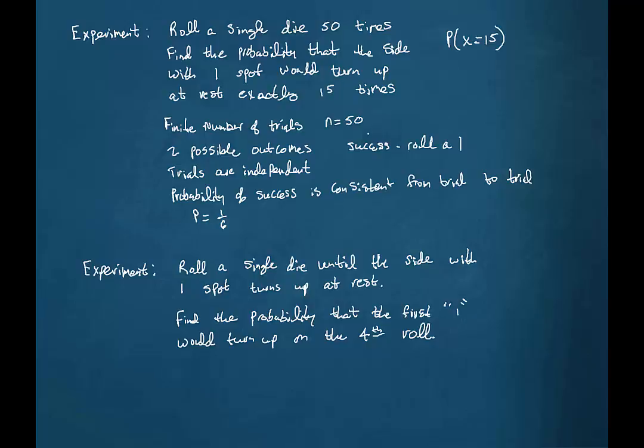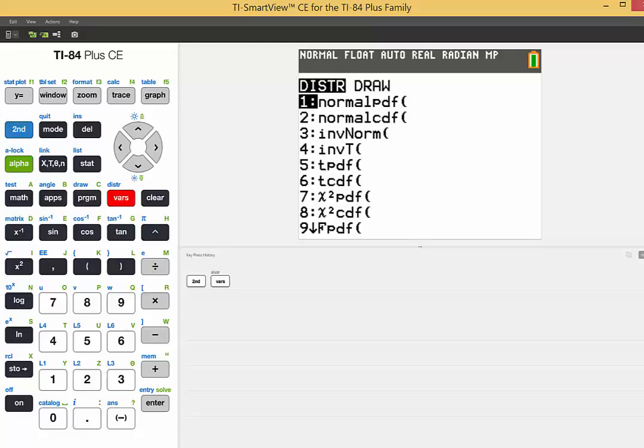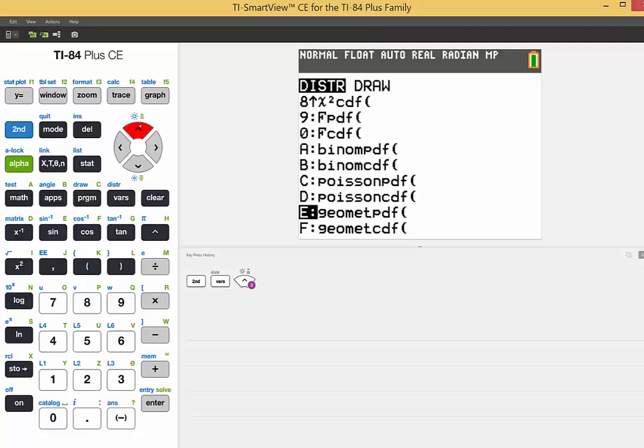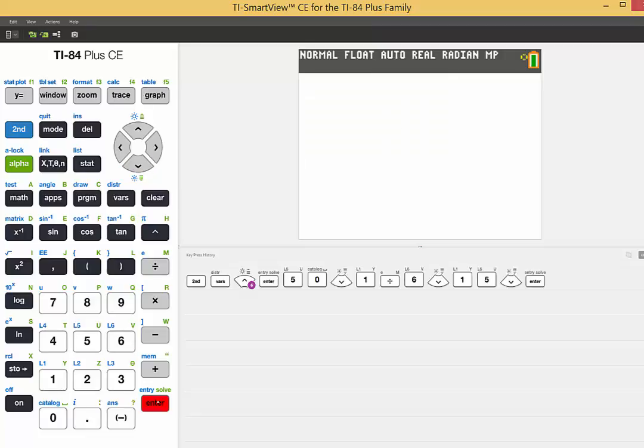Now, we'll use the TI-84 calculator to find this, and the things that we're going to have when we do this are N, P, and X. In order to use this calculator to find this probability, we'll push second, variables, distributions, and then we'll go to, this time, binomial PDF, because we're finding a probability associated with one value of X. The number of trials was 50. P, the probability of a success, was 1/6. And X was 15. So we'll hit paste.